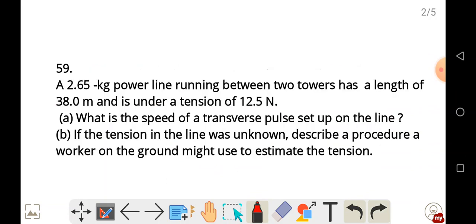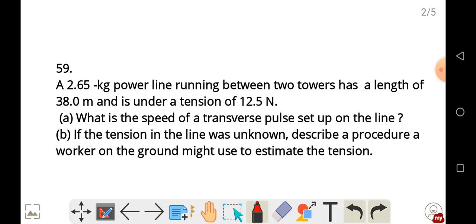A 2.65 kg power line running between two towers has a length of 38.0 meters and is under a tension of 12.5 newtons. A. What is the speed of a transverse pulse set up on the line? B. If the tension in the line was unknown, describe a procedure a worker on the ground might use to estimate the tension.